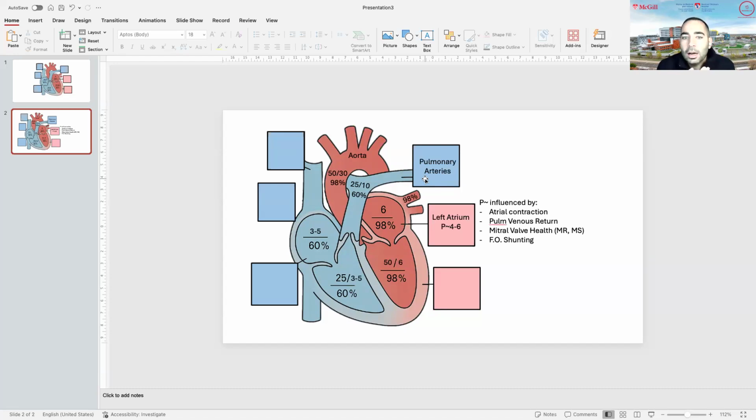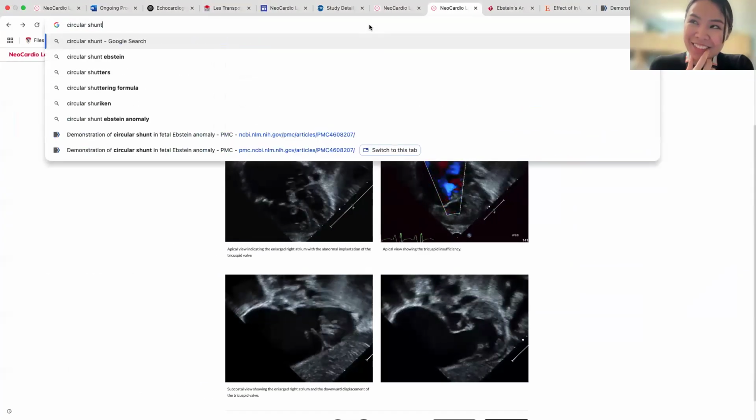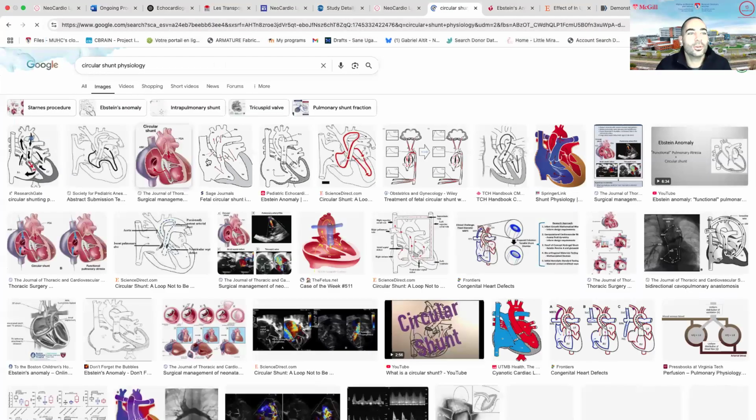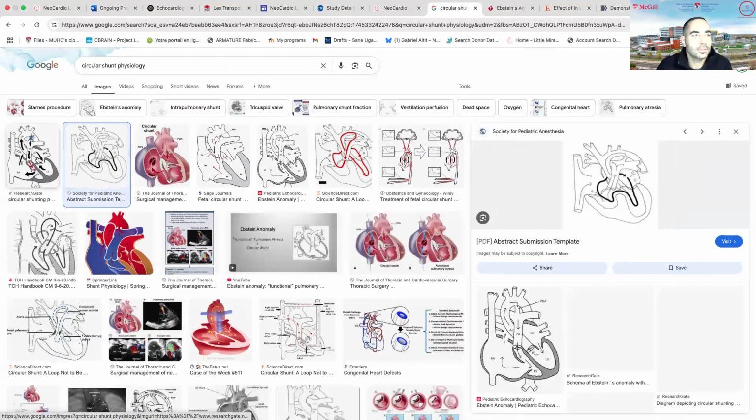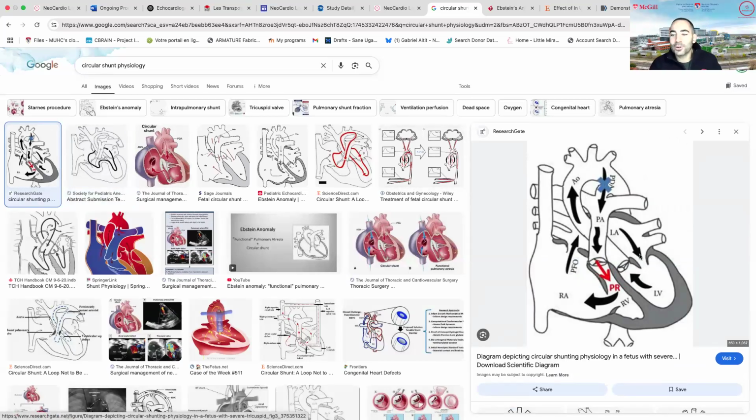Do you want to keep the PDA open? That's the question. If we close it. So, this is a beautiful graph. There you go. It even put the X for us.